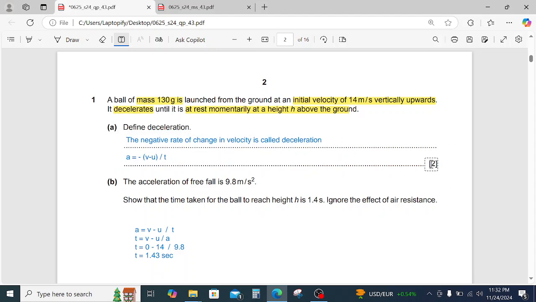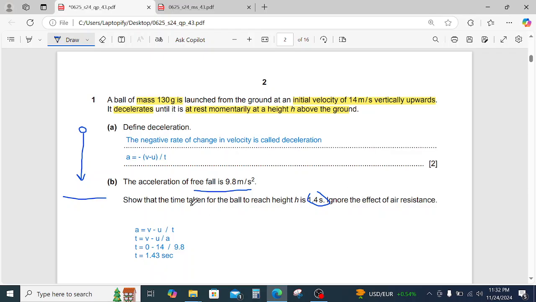The reason is that when the mark is 2, you have to write the formula also. And the second question is, the acceleration of free fall is 9.8 meters per second squared. It means when a body, let's suppose this is your object at a certain height from the surface of the earth, and the ball is in free fall, it accelerates with an acceleration of 9.8 meters per second squared, right? The time taken for the ball to reach height h is 1.4 seconds. Ignore the effect of air resistance.